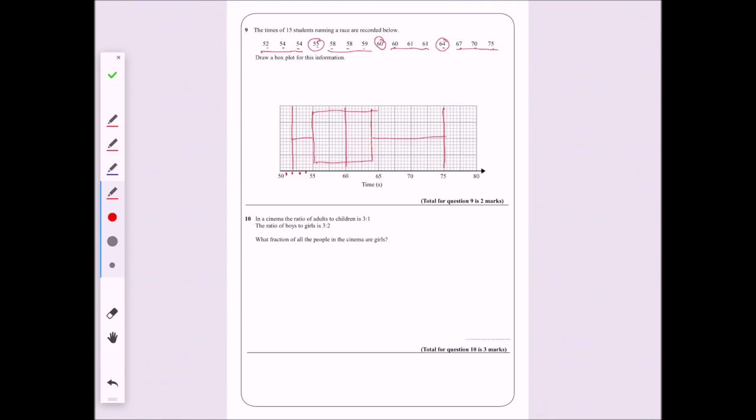Question 10. In a cinema, the ratio of adults to children is 3 to 1. The ratio of boys to girls is 3 to 2. What fraction of all the people in the cinema are girls? So the key word here is fraction. So the fraction of children is 1/4 because the 1 is for the children and there's 4 altogether. And in the ratio of boys to girls, there are 2 girls out of the 5 pupils altogether. So the fraction that will be just girls will be 1/4 times 2/5, which will be 2 over 20. Sorry, cancelling down before I've written it, which will be 1 over 10.